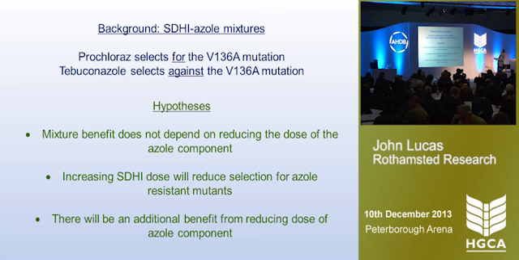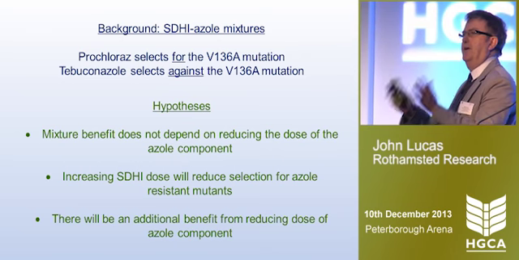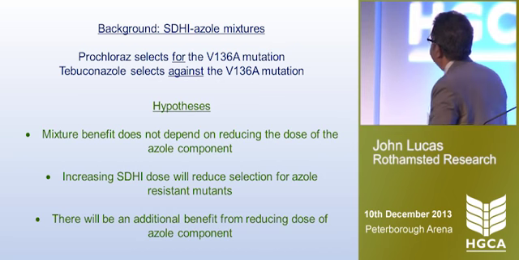So what we've really been trying to test is this hypothesis: the mixture benefit won't depend necessarily on reducing the dose of the azole component, but by increasing the SDHI dose, we may reduce selection for particular azole-resistant mutants. And we could perhaps improve that effect by manipulating the azole component. But the key thing we're testing here is, by including an SDHI in the mix, can we change the selection of that particular mutation? So it's really exemplifying how the mix might work.